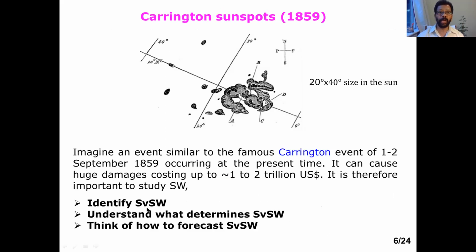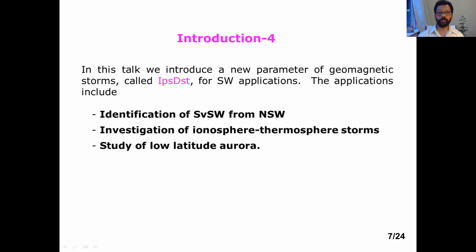Now imagine an event similar to the famous Carrington event of September 1859 occurring at the present time. It can cause huge damages costing up to 1 to 2 trillion US dollars. It is therefore important to study space weather, identify severe space weather from normal space weather, understand what determines the severity of space weather, and think of how to forecast severe space weather.